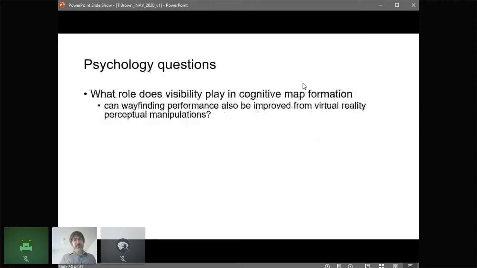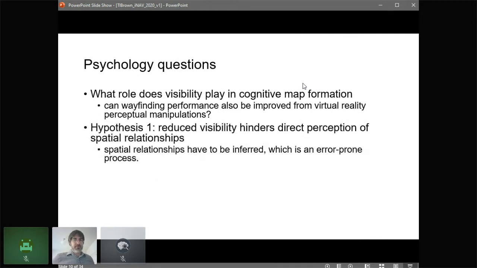So this was interesting to us, and we began to wonder what role visibility plays in cognitive map formation. So can we improve wayfinding performance, perhaps through perceptual manipulations of the environment? And so we had two hypotheses, which I imagine most of you would find intuitive. One of these is that reduced visibility hinders our ability to directly perceive spatial relationships. And because of this, we have to infer spatial relationships over the course of an encoding event. And we know this is an error-prone process.